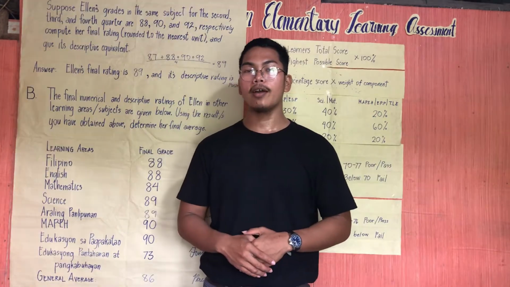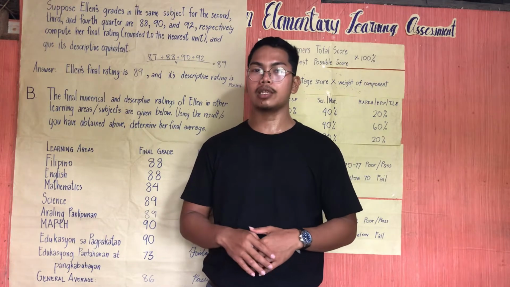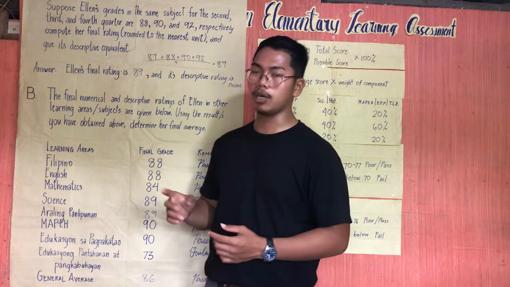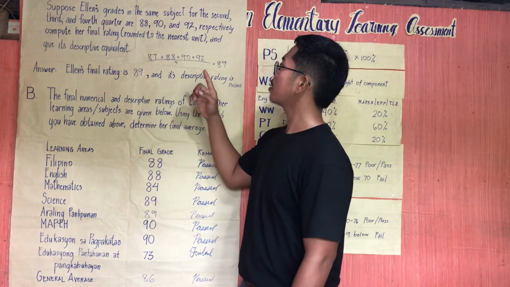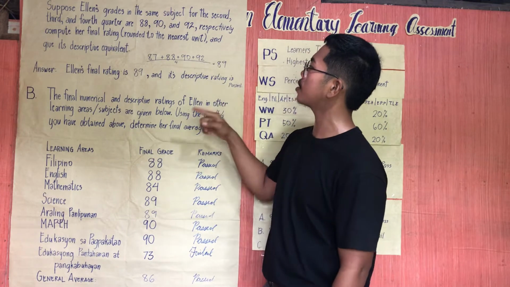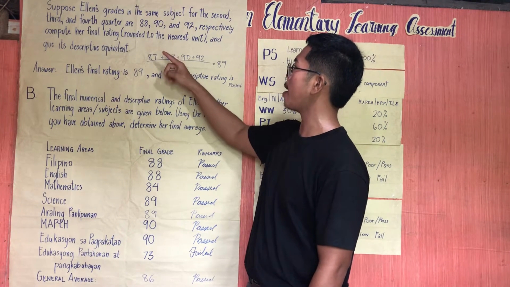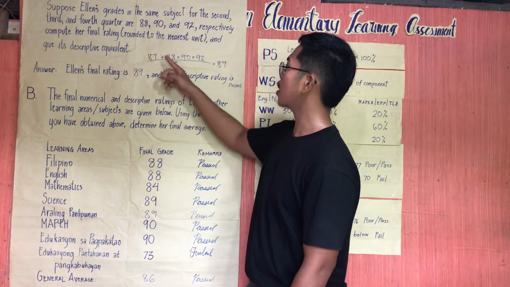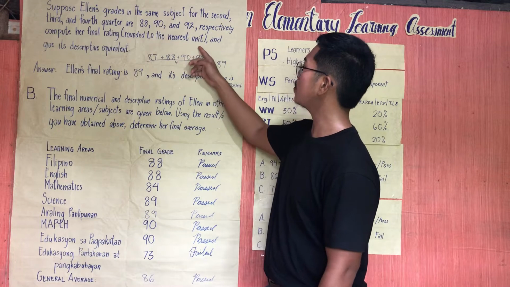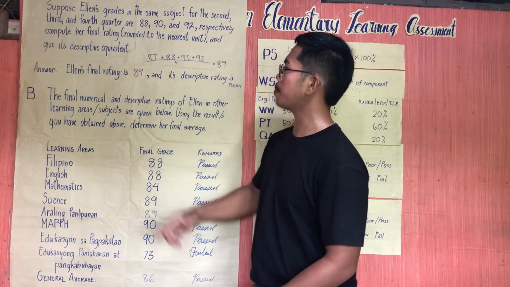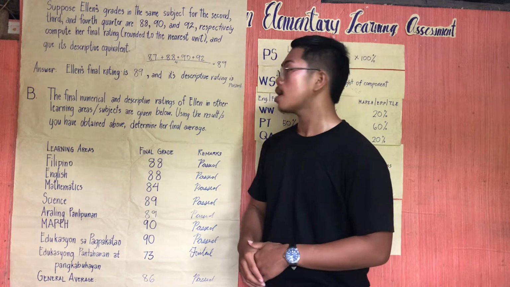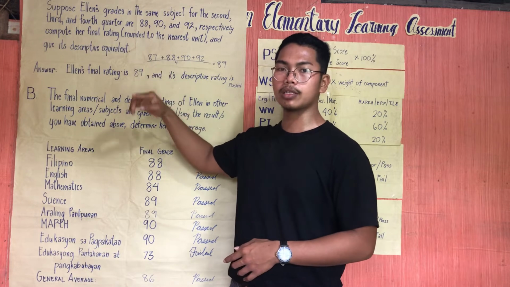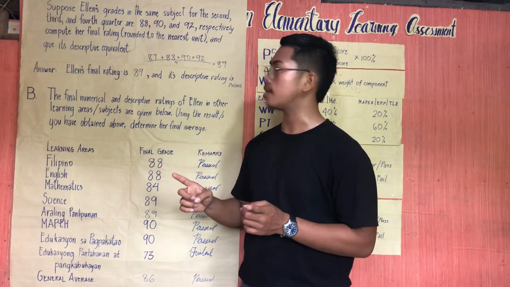Since we have found out that Ellen Ramsey's first grading period is 87, for the question: suppose Ellen's grades in the same subject for the second, third, and fourth quarter are 88, 90, and 92, respectively. Compute her final rating, rounded to the nearest unit, and give its descriptive equivalent. We have found out lately that 87 is the first grading period grade of Ellen Ramsey.